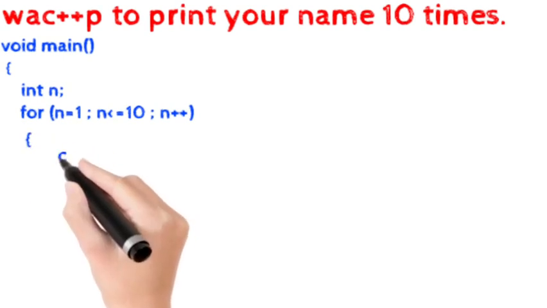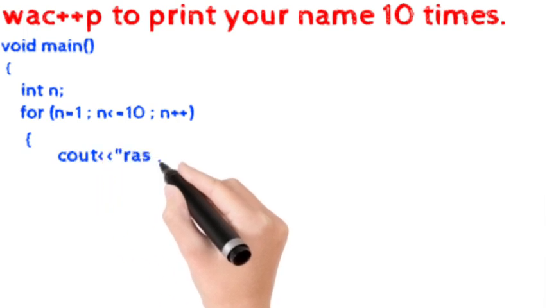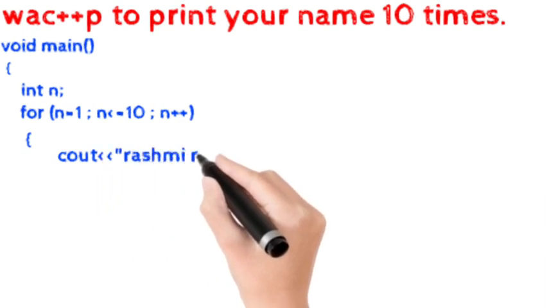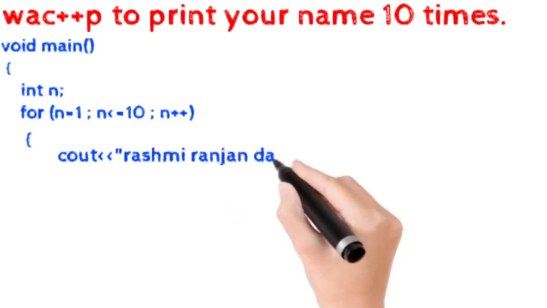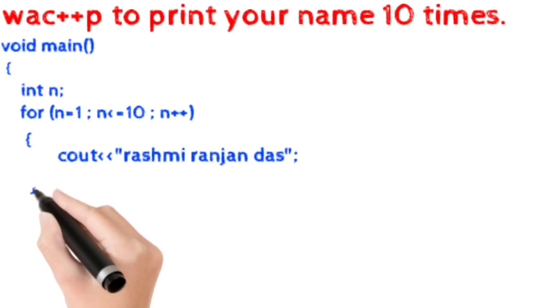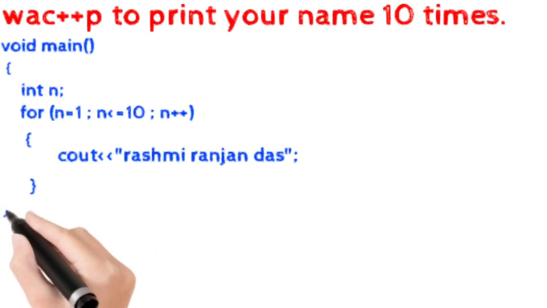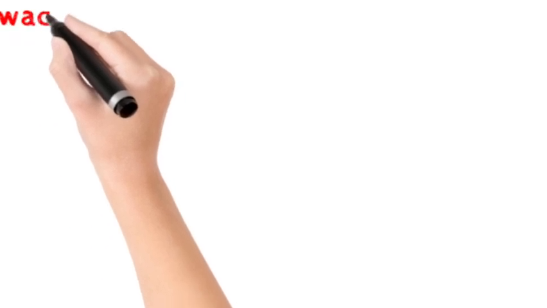Then the body of the for loop we define by giving the starting curly bracket. Then we have written cout, two less than symbols, that is the insertion operator. Then Rashmi Ranjan Das, that is the name of the person you want to print 10 times. Then a semicolon, as all of us know that every statement in C++ should end with a semicolon. Then the closing curly brace for the loop, then the closing curly brace for main.